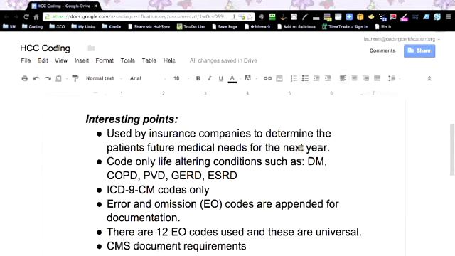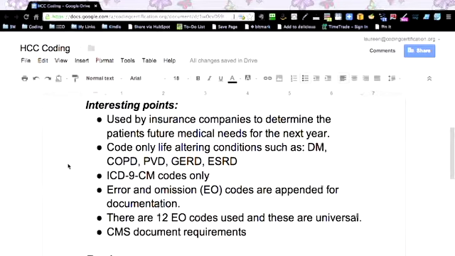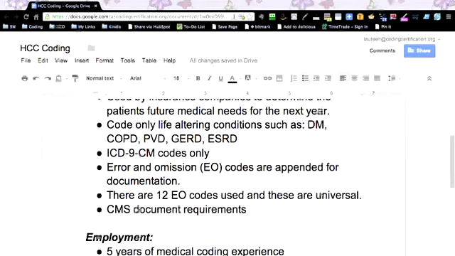There are error and omission codes, or EO codes, that are appended to the documentation as well, because just because you can pull out something like diabetes, you also have to do a little bit of auditing and make sure that the documentation is proper and meets the CMS standards. You know, they have to have a good electronic signature, the name of the patient, the date, and some other things. There are actually 12 EO codes that are used. These are universal codes that are appended to the documentation when you're doing this.